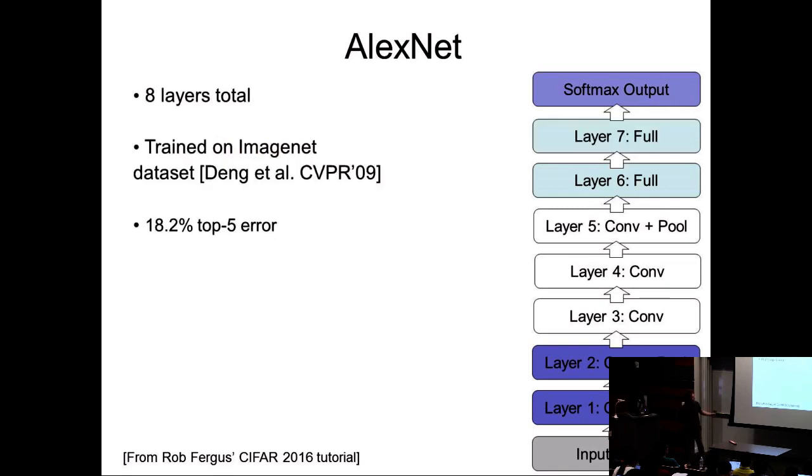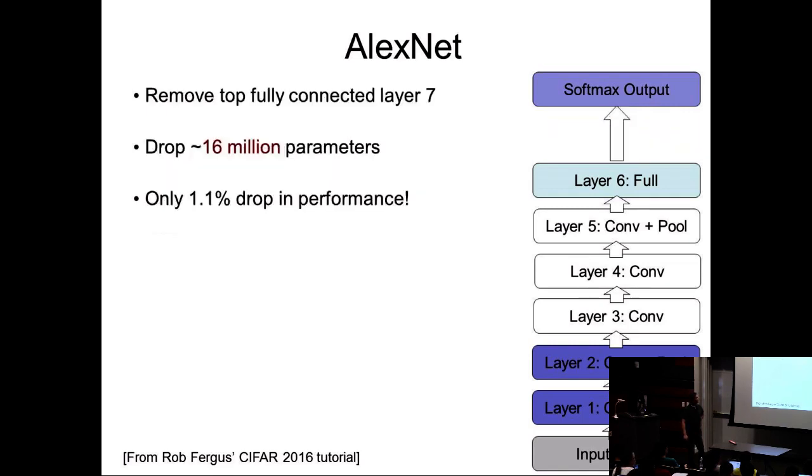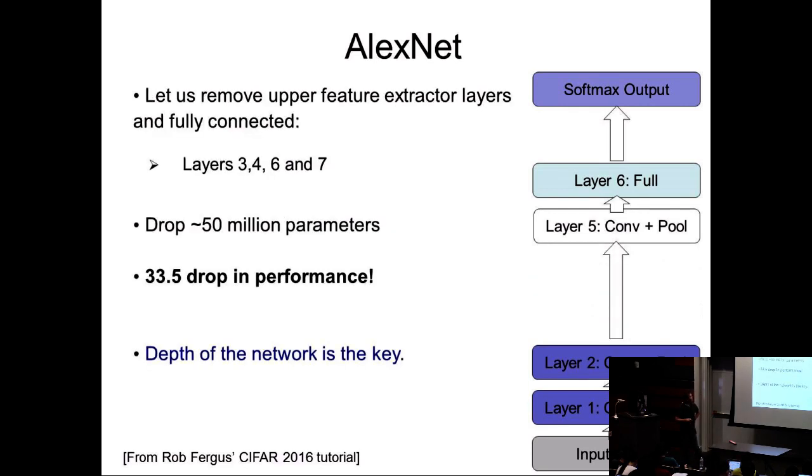But now, let's look at the architecture itself. It's an input image. You basically have convolutional plus pooling, convolutional plus pooling, convolutional plus pooling, fully connected, softmax output. Okay? Now, this particular model had about 60 million parameters in it, right? So if you take the top layer, the fully connected layer, and you just drop it and train this model, so you drop about 16 million parameters, it only drops 1.1% in performance. So the performance suffers, but not by that much, even though you're dropping 16 million parameters, right?